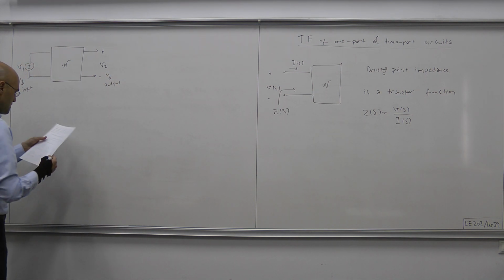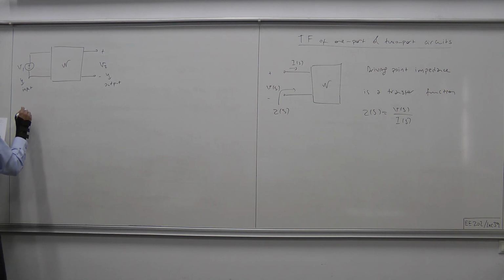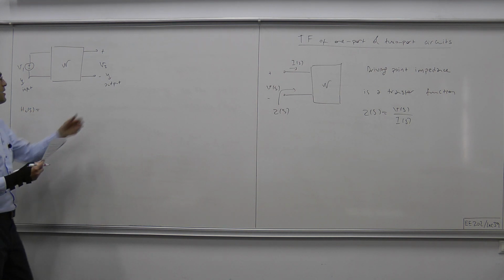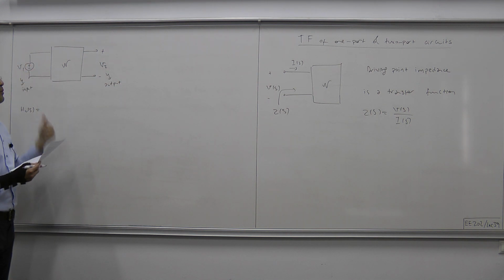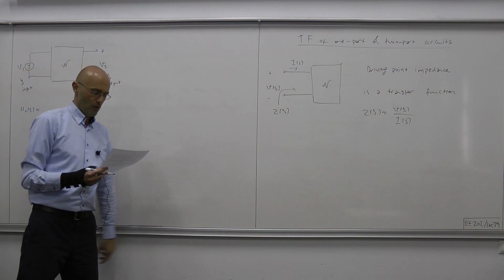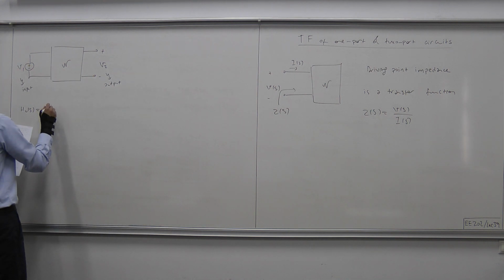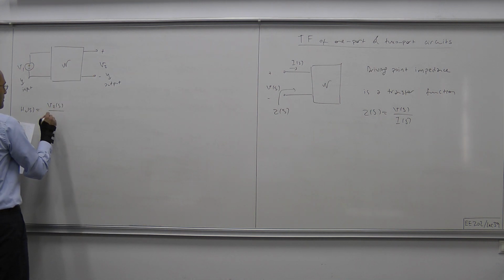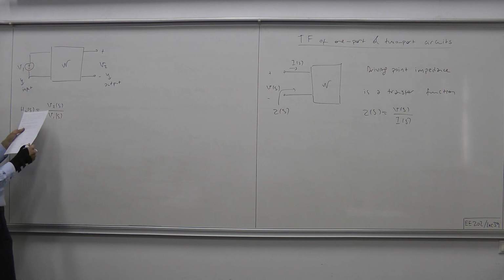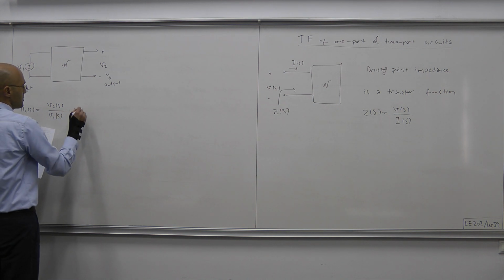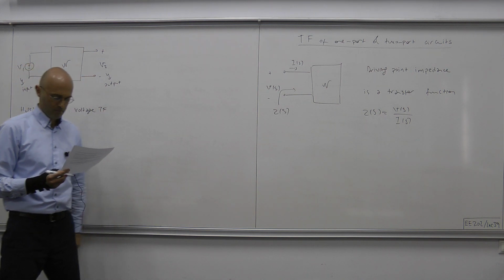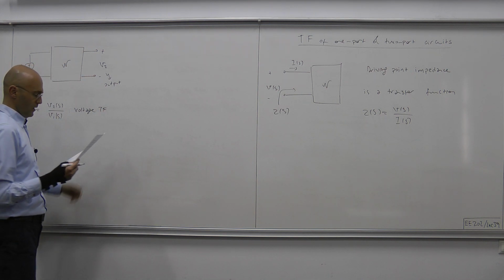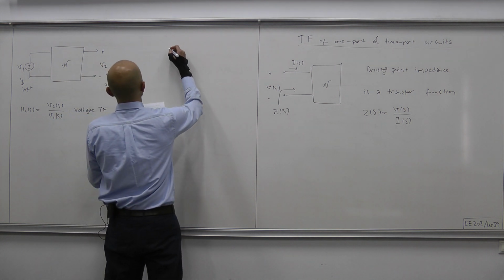Okay, for that case, HV of S is simply V2 of S over V1 of S, output divided by the input V1 of S. Okay, V2 of S over V1 of S. So this is called the voltage transfer function.